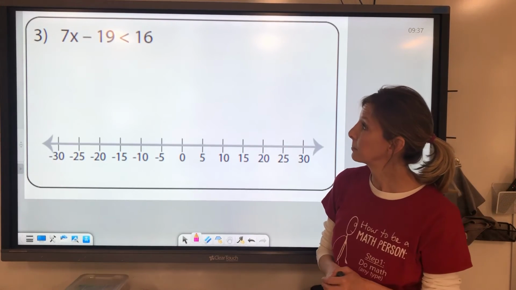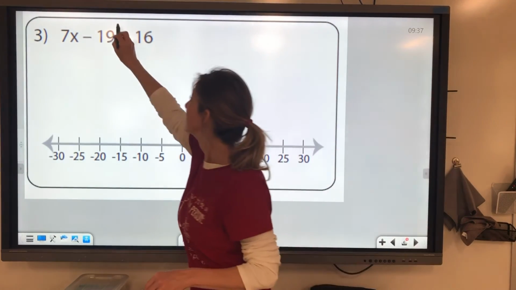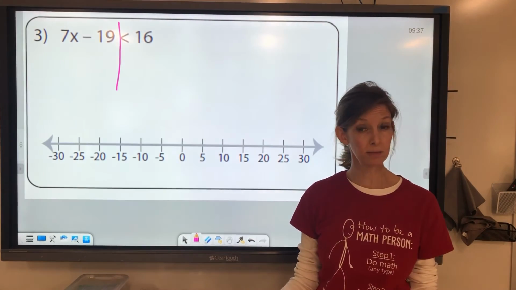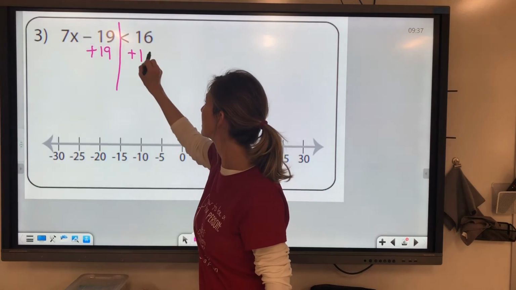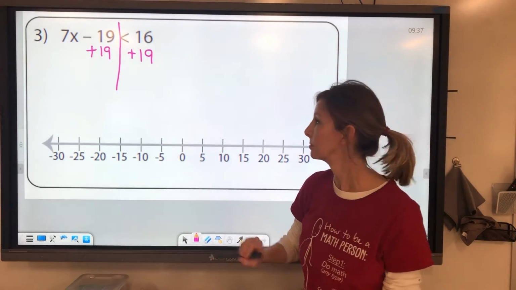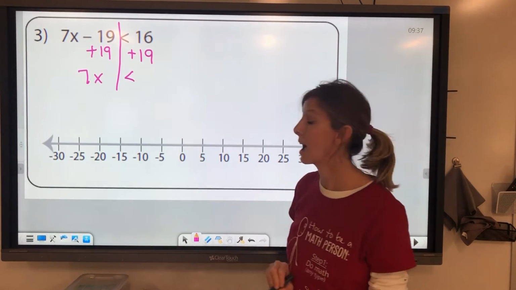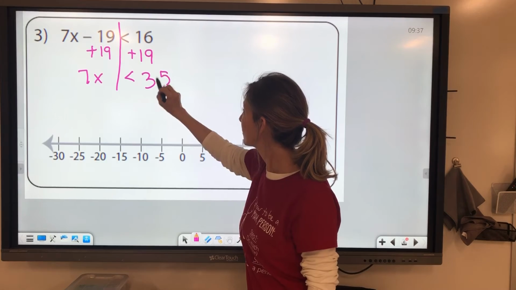Let's come here to this one. All right, 7x minus 19 is less than 16. Draw our line, inverse operation, plus 19. We have 7x is less than, we're adding up the 16 and the 19, and we have 35.